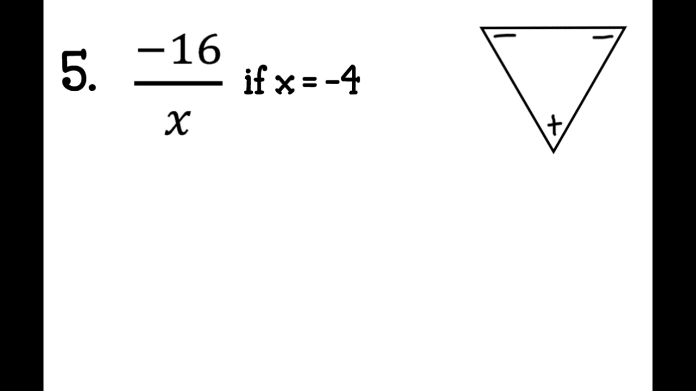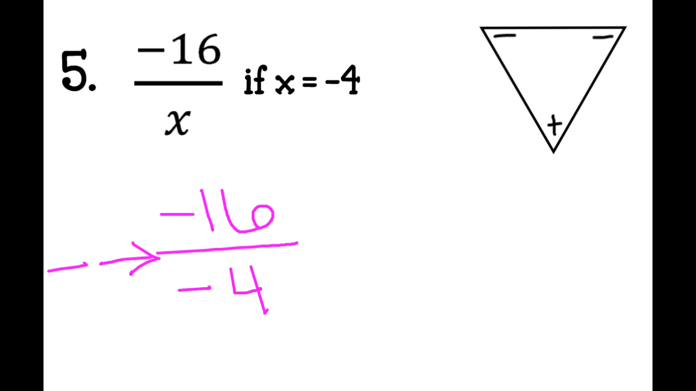Okay, number 5. We get a tiny bit trickier here. It says negative 16 divided by x if x is equal to negative 4. So we need to plug in negative 4 for x. So we have negative 16 divided by negative 4. Remember that just because this is a fraction symbol here, it also means division. In 7th grade, you will very rarely see a division symbol like this. It will almost always be what you currently think of as a fraction bar. That is how we will notate division.